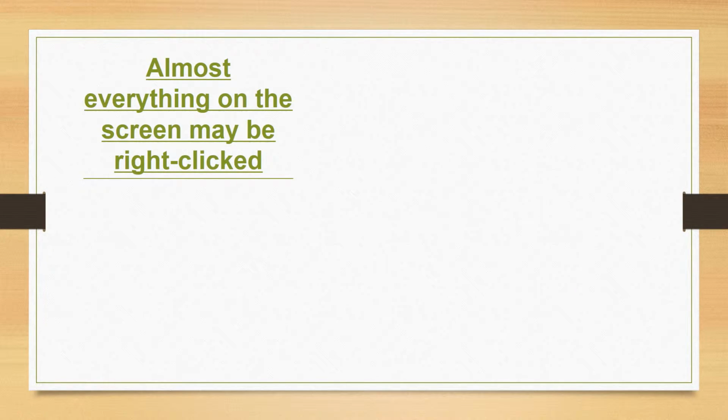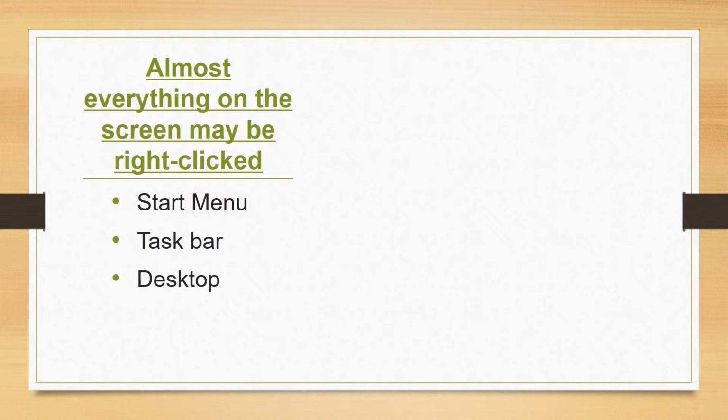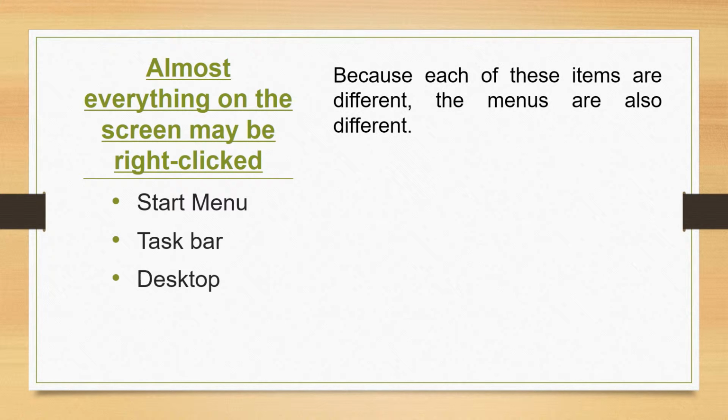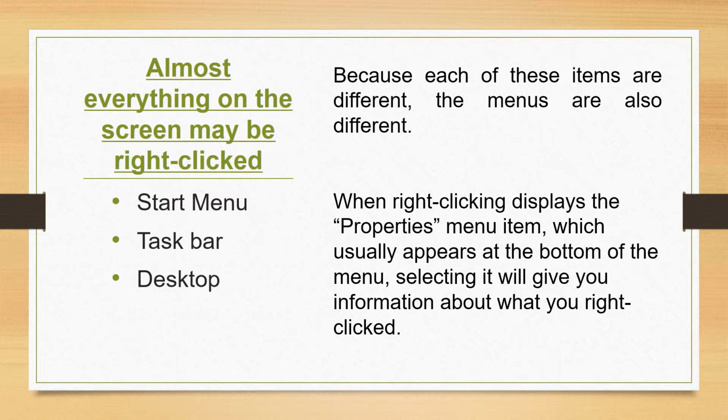Almost everything on the screen may be right-clicked, such as the Start menu, the taskbar, and the desktop, to name a few. Because each of these items is different, the menus will be different. When right-clicking displays the Properties menu item, which usually appears at the bottom of the menu, selecting it will give you information about what you right-clicked.